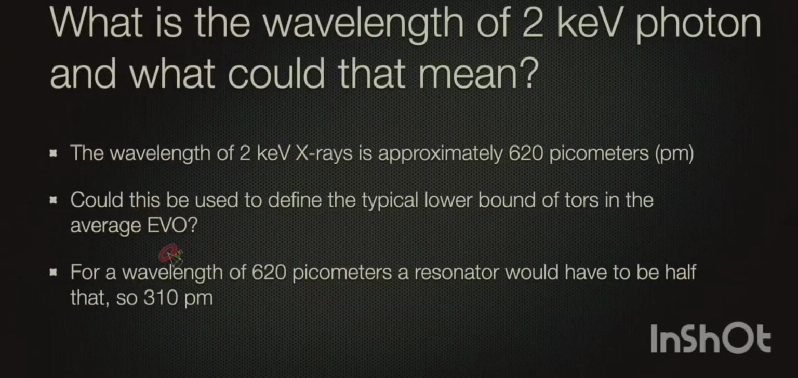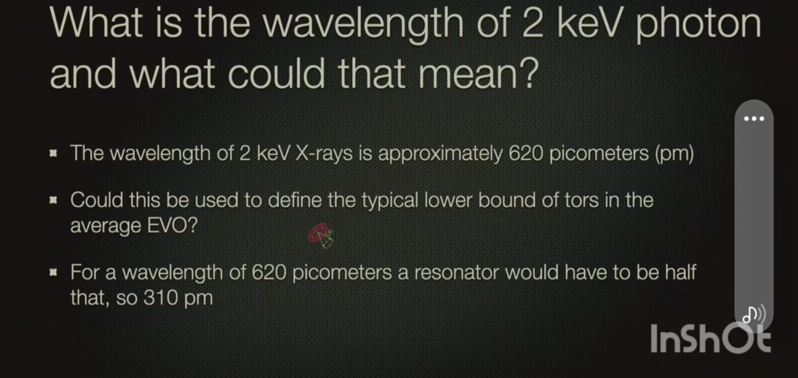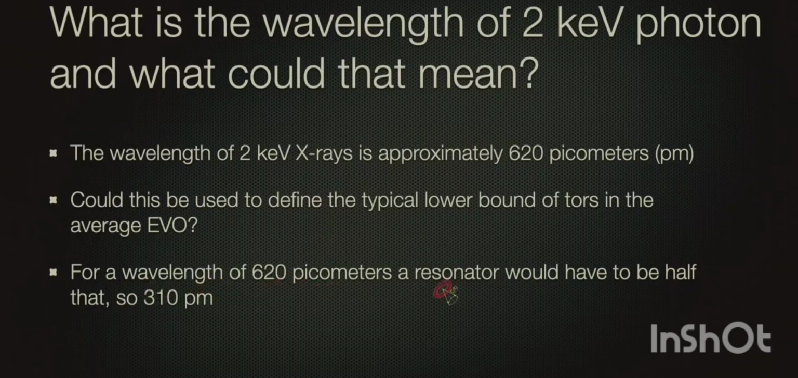Okay, so, not being very good at dividing 620 by 2, but anyway, for a wavelength of 620 picometers, a resonator would have to be half that, so 310 picometers. Okay? All right.